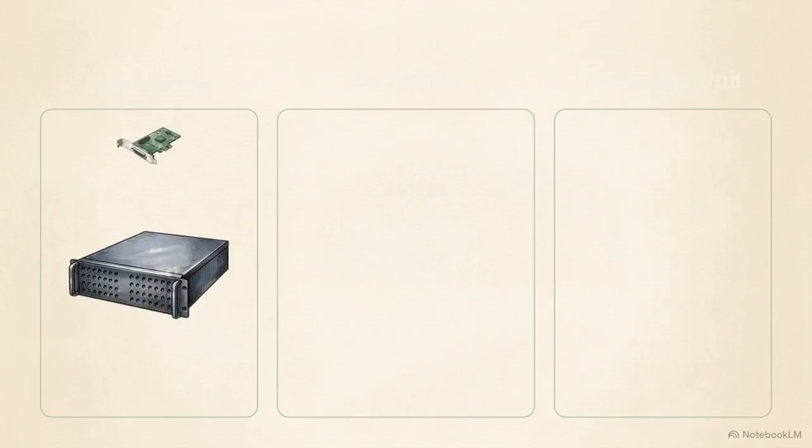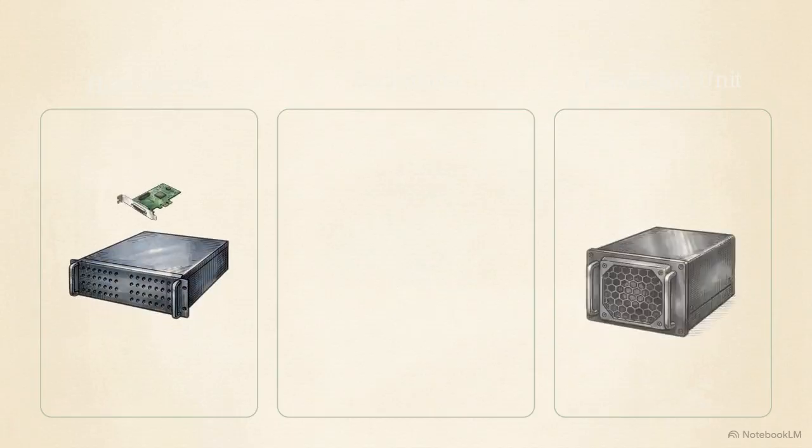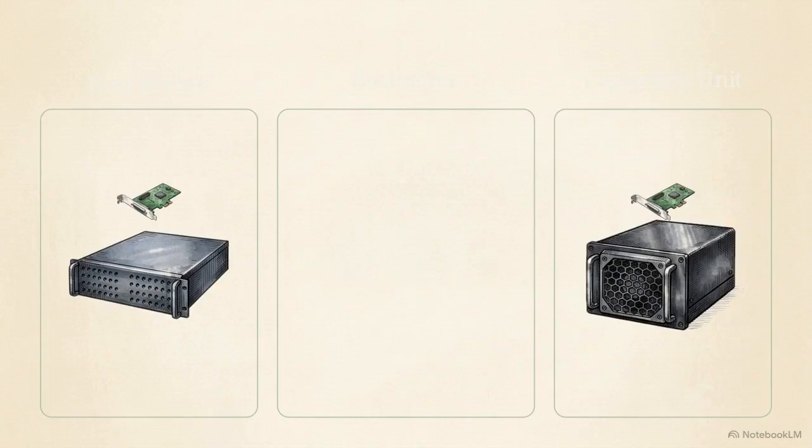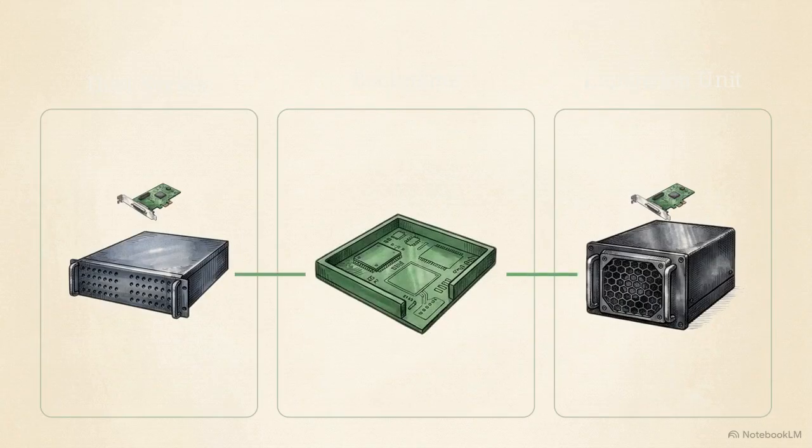The HBA host adapter installs inside your server, while the HBA target adapter sits inside the expansion unit. Both connect to the backplane, which physically houses your PCIe devices.